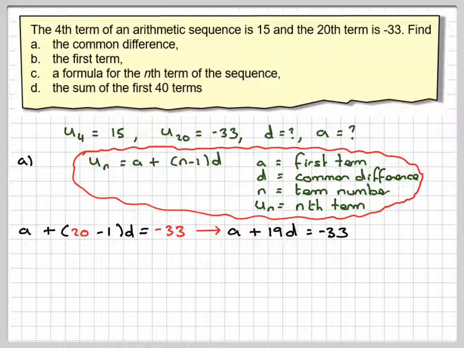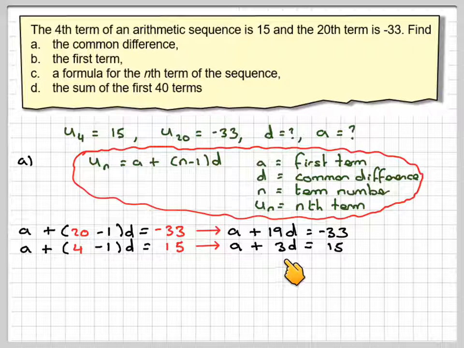Then for the fourth term, we've got a plus 4 minus 1 times d is equal to 15. And then we can say from that, a plus 3d is equal to 15. Now, it's okay to write this down first without this bit here, provided that you're confident to do that. Now, we should label that equation 1 and equation 2. I put the larger term first because when I do the subtraction in a minute of the simultaneous equations, I've got a bigger number here than here.